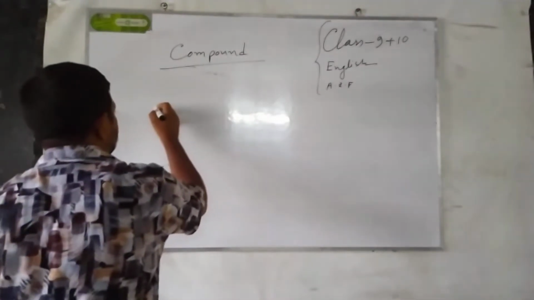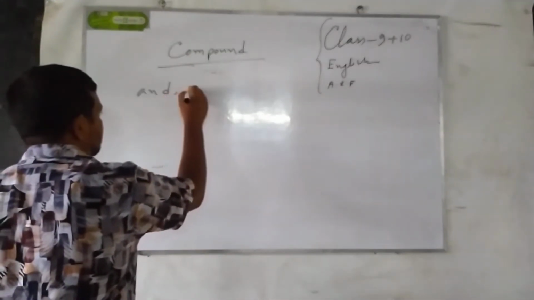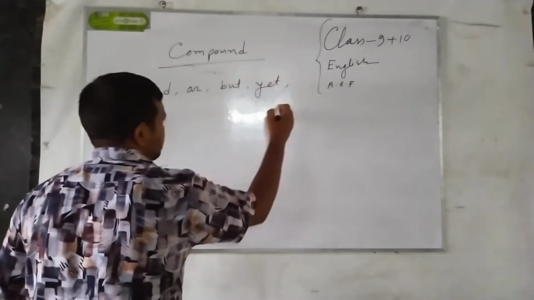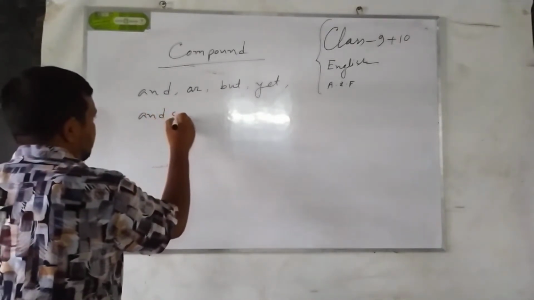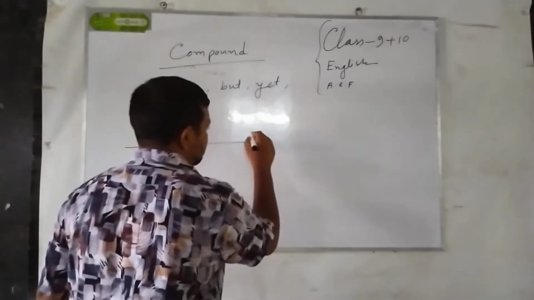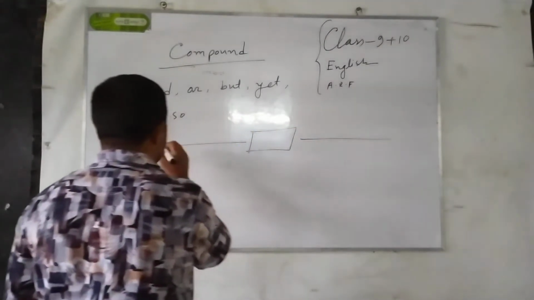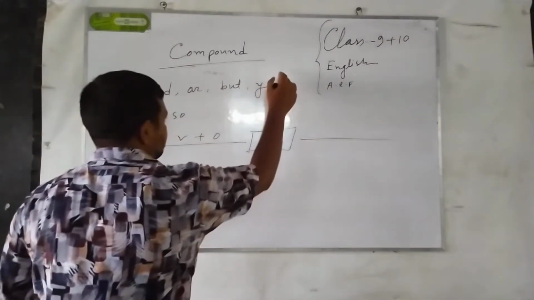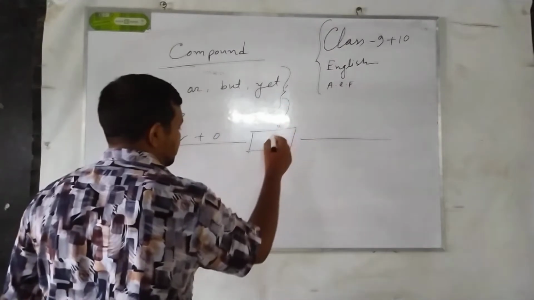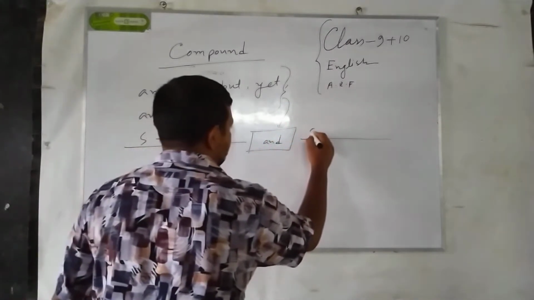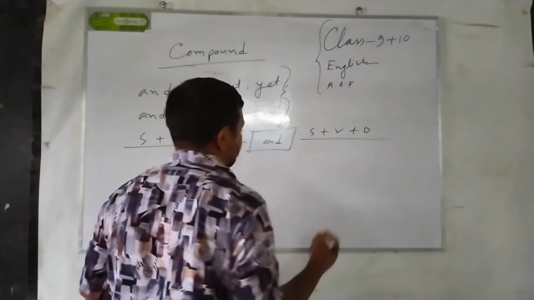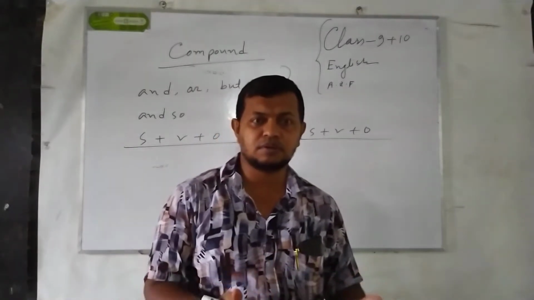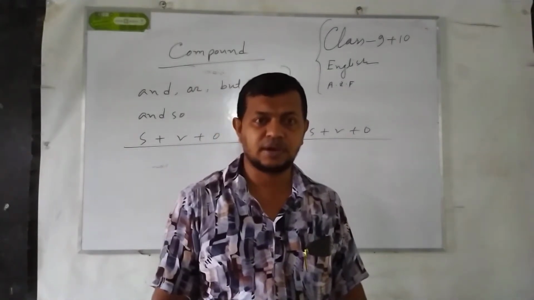In a compound sentence, and, or, but, yet and so are always used in the middle of the sentence. The first sentence has been completed, then use this conjunction, such as and. Then the next sentence has subject, verb, object. You know, these conjunctions make double or many more extended sentences: and, or, but, yet.